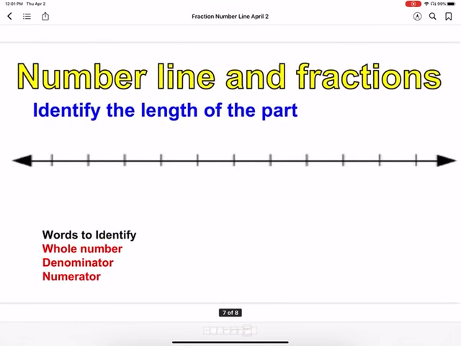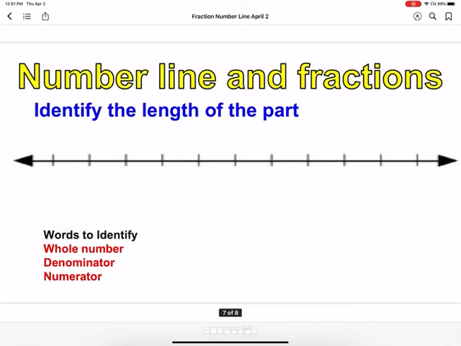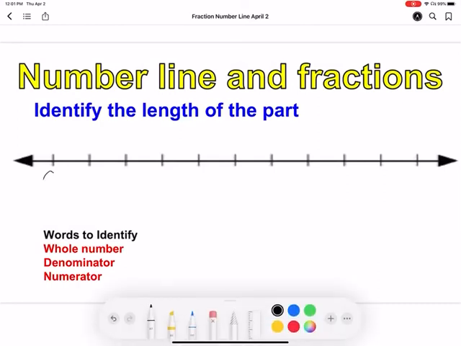Let's move on. Now we're looking at identifying the length of the part. So, similar idea, but a little bit different. Not too hard though. Here's my 0. Here's my 1. So in this case, oops, wrong marker.